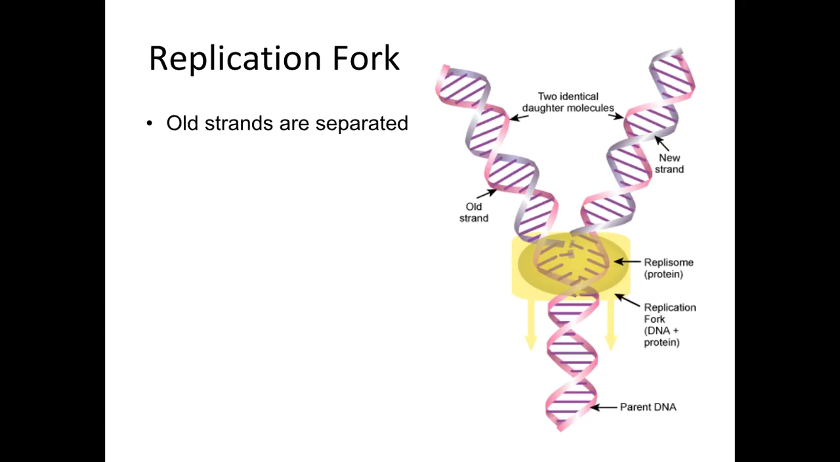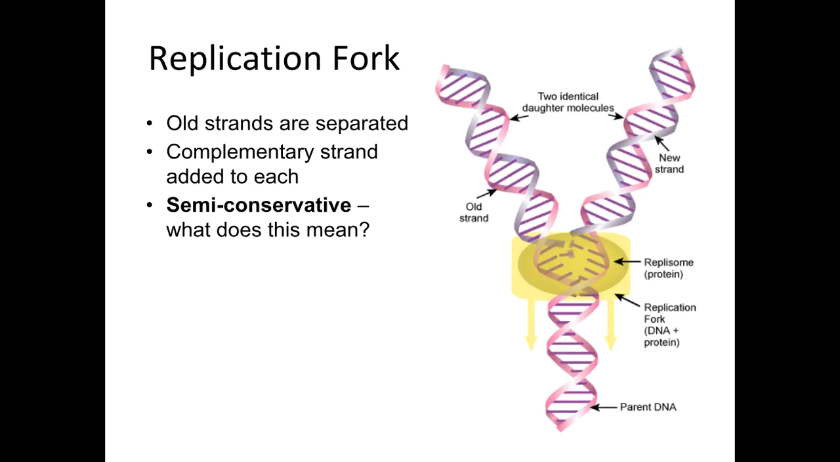Processivity of replication begins with the separation of the old strands. That is, the parent DNA is separated into two single-stranded copies. The complementary strands are then added to each. That is, the new daughter molecule is added to the original parent strand. The process is called semi-conservative.